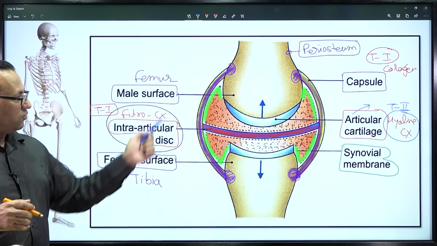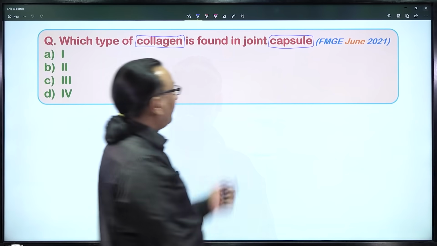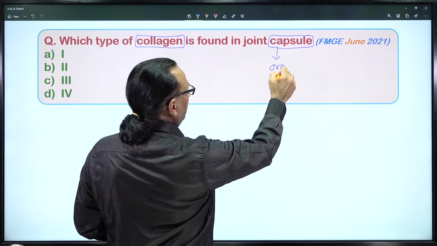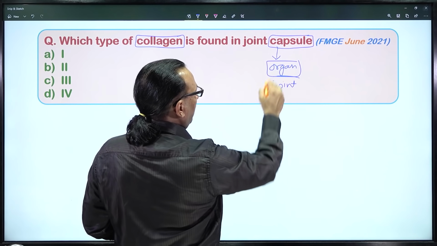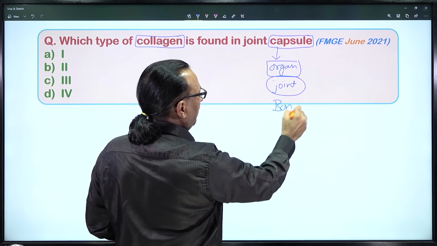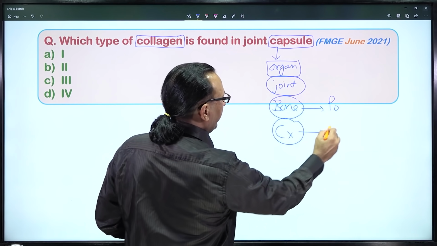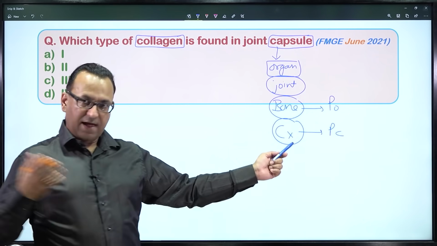But before that, you answer the previous question. The type of collagen which is found in the capsule. May it be the organ capsule or the joint capsule or the capsule of bone which is called the periosteum or the capsule of the cartilage which is called the perichondrium. All of them will have which collagen?